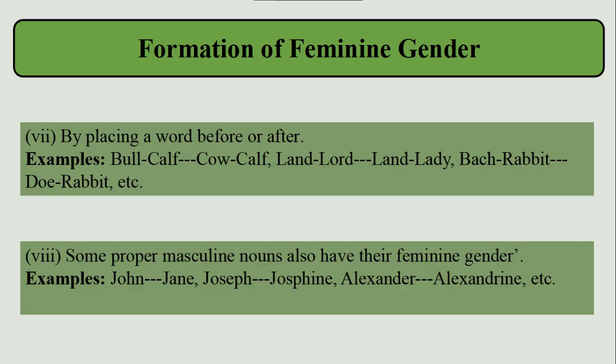And one last one. Even some proper names, masculine names, have traditional feminine forms. John can correspond to Jane, Joseph to Josephine, Alexander to Alexandrine. Wow. So it's much more varied than just adding an S. It really reflects how the language has grown and borrowed over centuries. It really does. Okay, so that's noun gender, classifying the nouns.